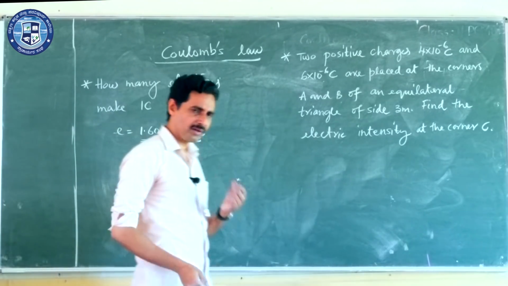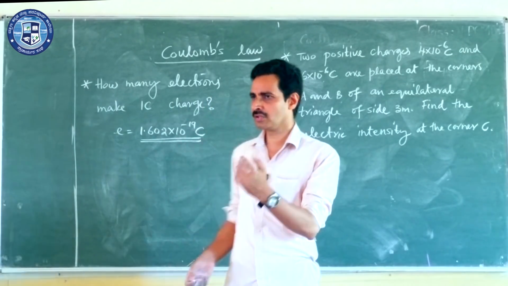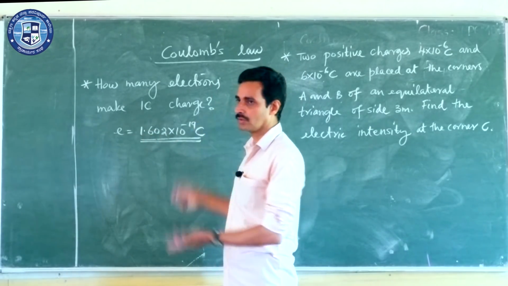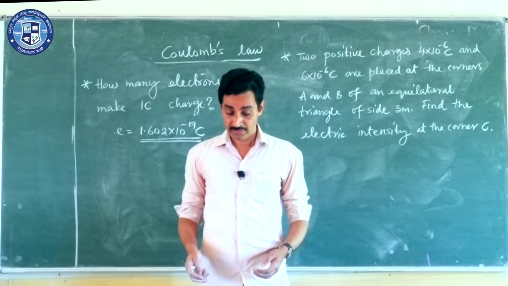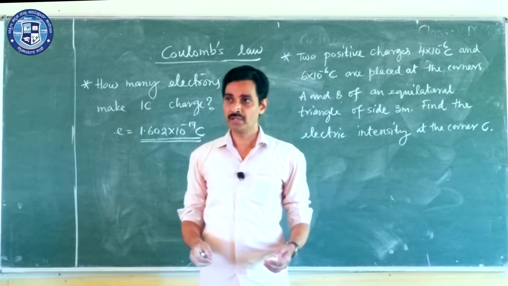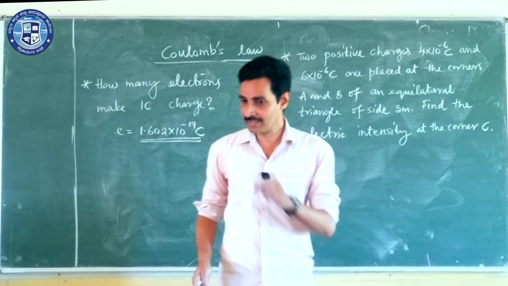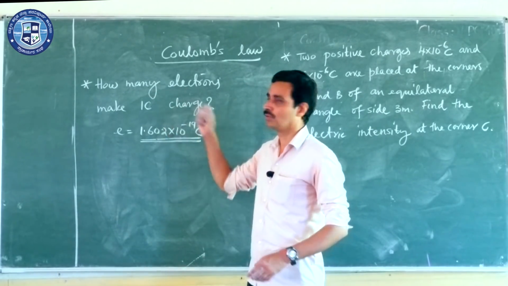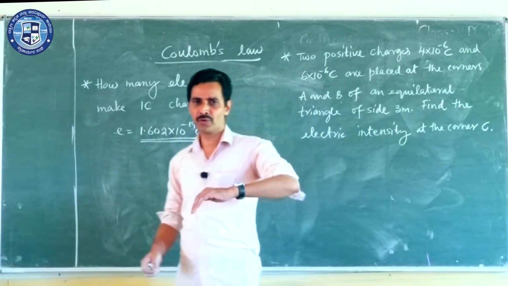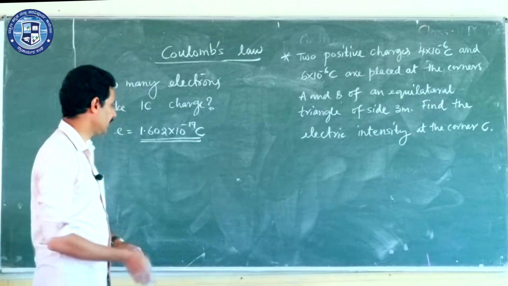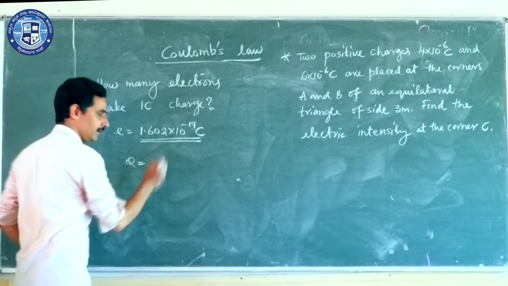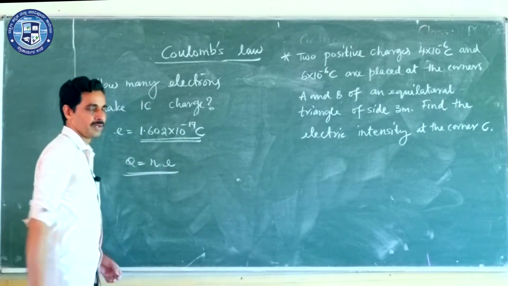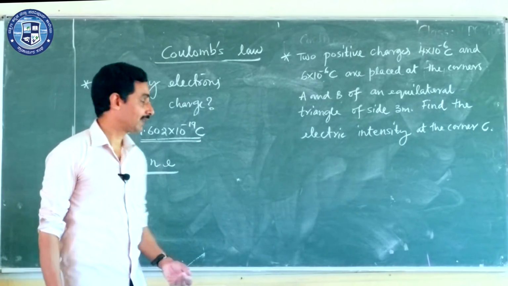But this is a very small number: 0.00000, 18 zeros and then 1602. That is 10 to the power minus 19. Suppose you want to go for 1 Coulomb, then you need many, many electrons. That is the question now: how many electrons together will make 1 Coulomb of charge? Automatically you have to go for the quantization of charge formula: Q, the charge on any body, must be an integral multiple of the charge of an electron, and the number should be an integer.